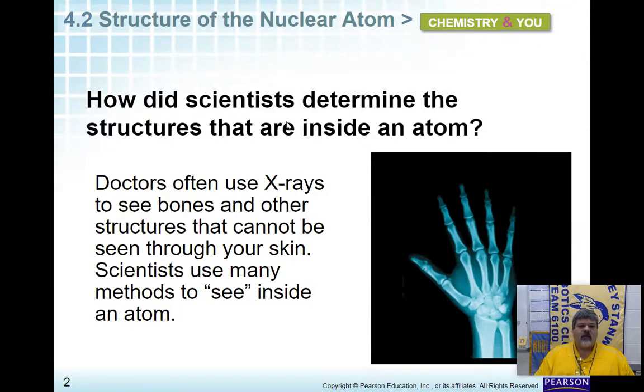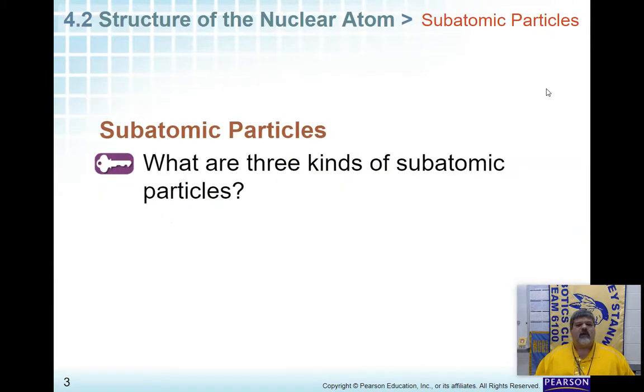We can't see it. Well, doctors look at x-rays and they see the bones, and they can see whether or not the bone is cracked or something like that, so they can see through the skin. An atom's almost the same way. So what are our key things that we're going to go over?